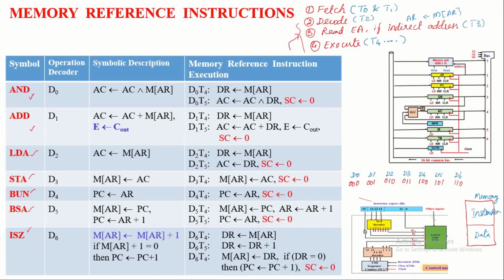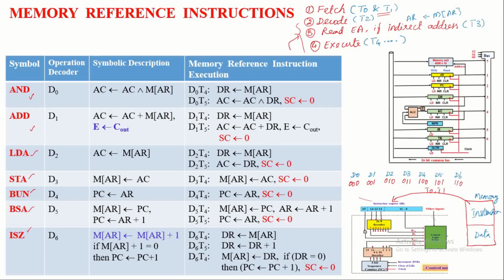In the first phase of its instruction cycle, the memory reference instruction is fetched from the memory and loaded into the instruction register. During this phase, the timing signals T0 and T1 are required. After this phase, the instruction needs to be decoded.